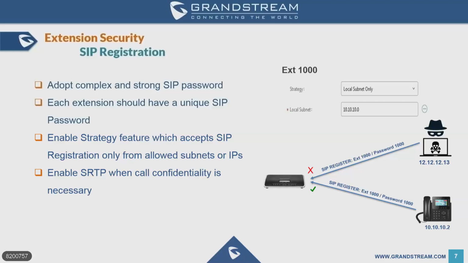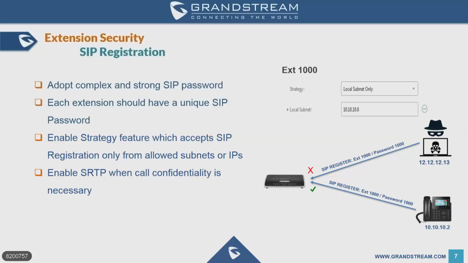Let's say you have all the extensions located in your private network, and the private network or the IP network is 10.10.10.0. So when you go to the UCM and you configure all the extensions with the strategy and you include the local subnet, even those who have the right credentials or the authentication password for the extensions will not be able to register to the UCM. The UCM is going to check if the SIP registration attempt is coming from another IP different than the one configured in the strategy. It's going to reject registration automatically.